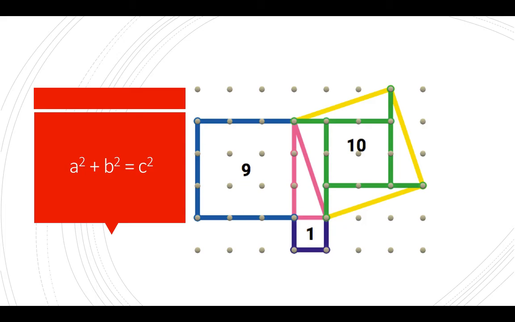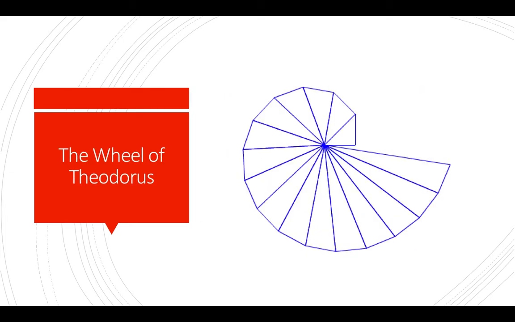I'll say a little bit more about what happens in the coding aspect of the Pythagorean relationship in the next video. In part 2 of this lesson, we will move on to a consideration of the Wheel of Theodorus. This is what it looks like. It starts off with this triangle here. It has a base of 1 unit and a height of 1 unit.